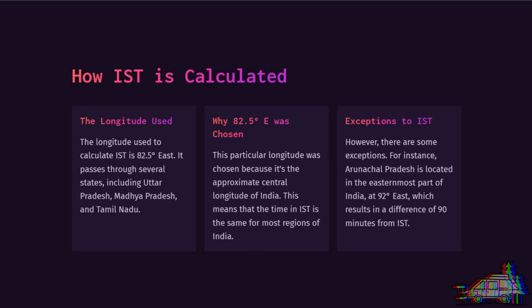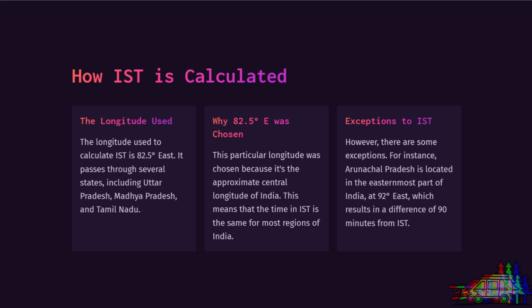How IST is calculated. The longitude used to calculate IST is 82.5 degrees east. It passes through several states, including Uttar Pradesh, Madhya Pradesh, and Tamil Nadu. Why 82.5 degrees east was chosen? This particular longitude was chosen because it's the approximate central longitude of India. This means that the time in IST is the same for most regions of India.